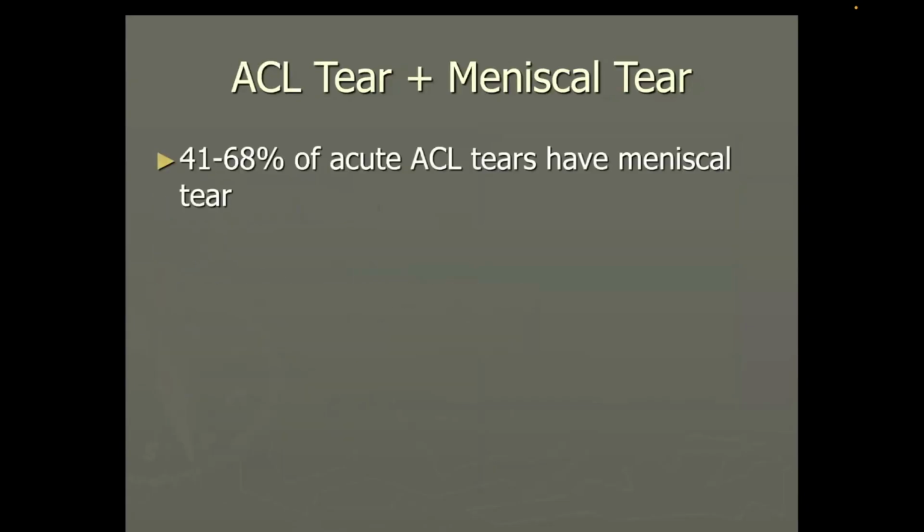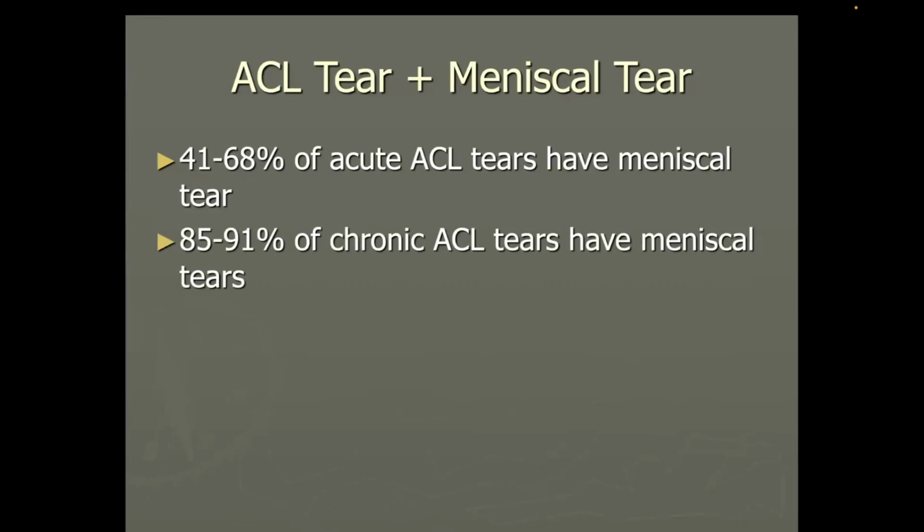So here's an example. About 41 to 68% of acute ACL tears will have an associated meniscus tear. So oftentimes when you're evaluating these young athletes, whether it's in my clinic or, I think Dr. Frush is on the call, in his clinic, always be on the lookout for an associated meniscus tear, because they're more common than you think.